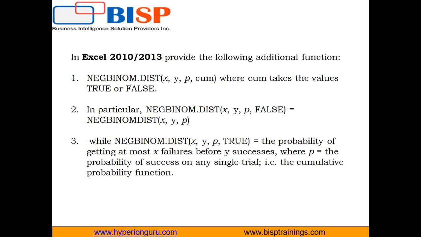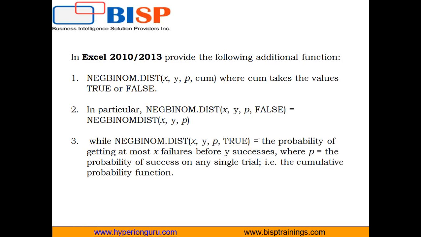If this function takes the value false, then it works like the NEGBINOMDIST function, which takes three arguments. False means the probability mass function, which is used to calculate the probability of there being exactly F failures before S successes. And if this function takes the value true for cumulative, then it is the cumulative distribution function, which is used to calculate the probability of there being at most F failures before S successes.